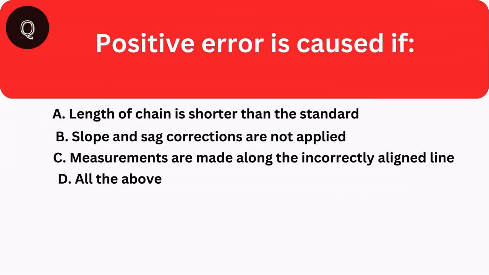Positive error is caused if Option A, length of chain is shorter than the standard. Option B, slope and sag corrections are not applied. Option C, measurements are made along an incorrectly aligned line. Option D, all the above. Answer D, all the above.